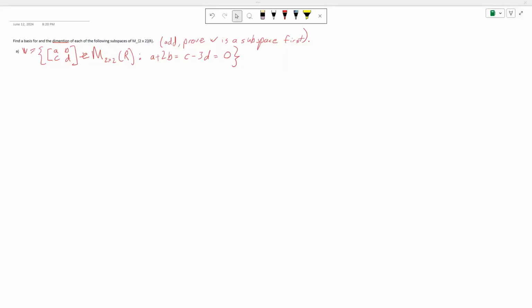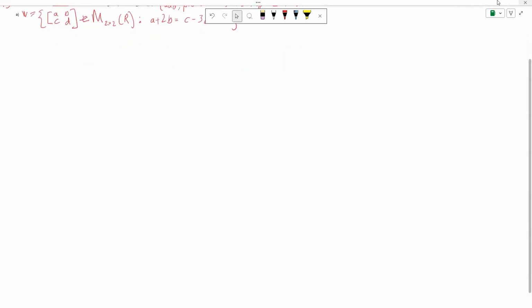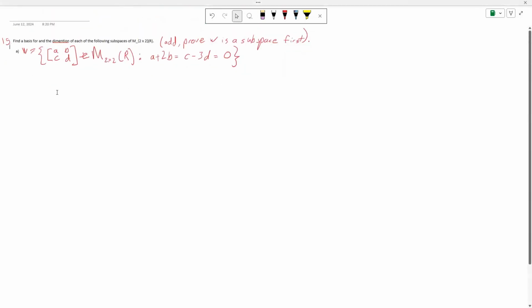So we're going to look at question 15A from the textbook, section 1.6. Now, I gave you 15 and 16. Might have also given you 14, but we're just going to do this one question together. The question asks us to find a basis for and the dimension of each of the following subspaces.